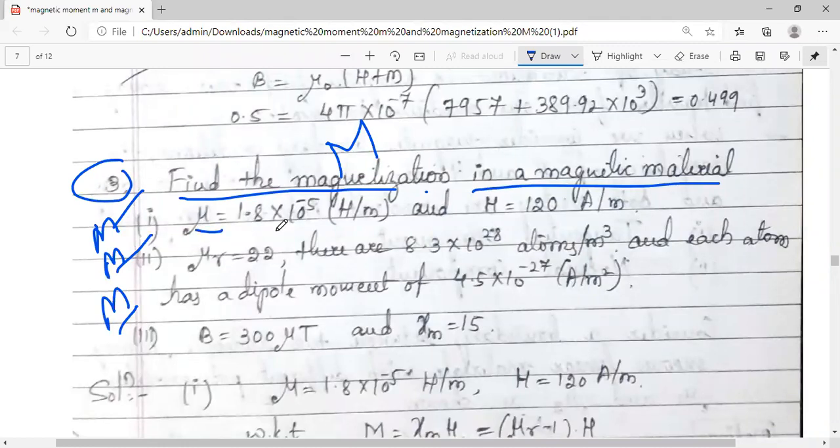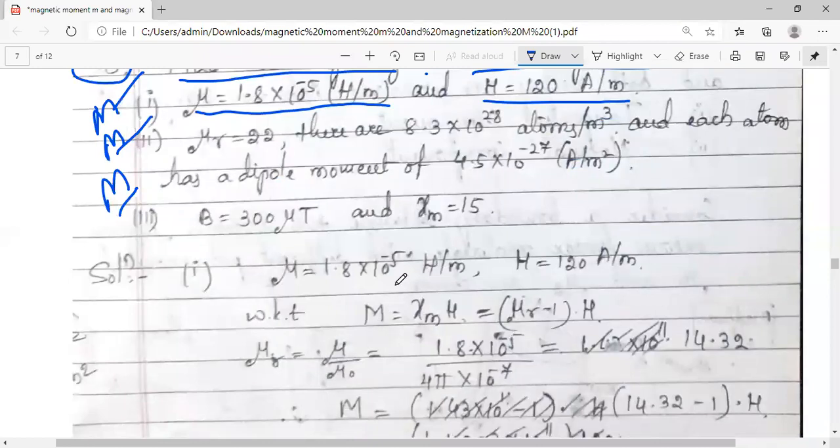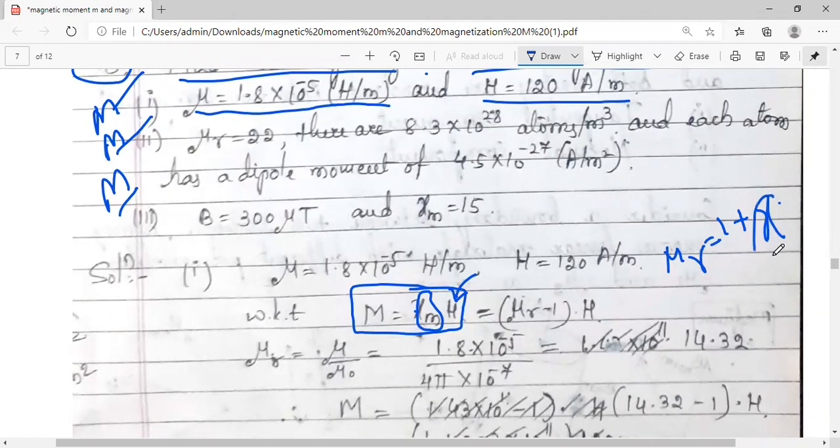So first case, mu is given, H is given. If mu is given, H is given, how to find M? We know that M is equal to chi into H, but chi is unknown to you. What is chi? Mu r is equal to 1 plus chi. So how will you find chi from this? Mu r minus 1. But mu r is not given, mu is given to you. So to find chi, we require mu r.